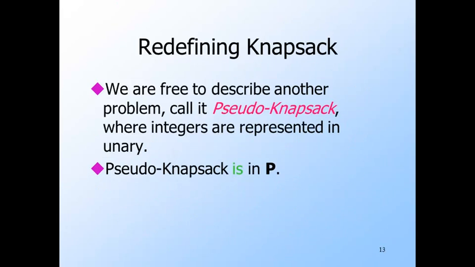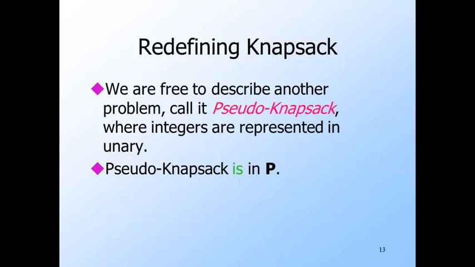There is another problem which we can call pseudo-knapsack. The question is the same, but the integers are represented in unary, not binary. That is, integer I is represented by I 1s followed by some marker symbol to separate integers. This problem is in P, and the dynamic programming algorithm proves that. But it is not the classical knapsack problem where integers are represented in binary, the sort of rational way to represent large integers.